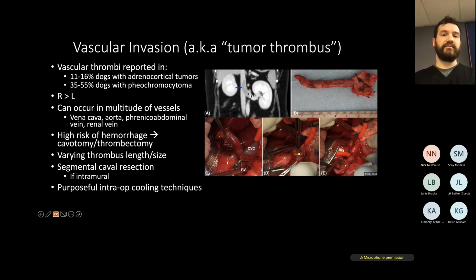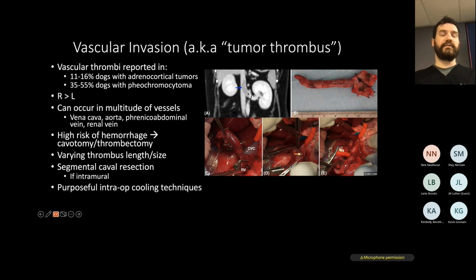In terms of vascular invasion, or what we call a tumor thrombus, these have been associated with adrenocortical tumors, so adenocarcinoma or adenoma, but it is more likely to be present with a pheochromocytoma. It's more likely to be found in the right adrenal gland versus the left. It can happen in a multitude of vessels. So I mentioned that the adrenal glands have a highly vascularized supply. And so the vena cava and the phrenico-abdominal vein and then the renal vein are probably your top 3.